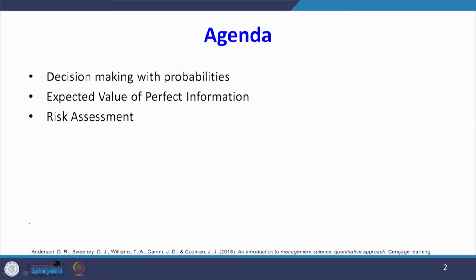After that I am going to discuss the expected value of perfect information. What is the meaning of perfect information here? If somebody is going to give the states of nature, what is the value of that information? After that I am going to discuss the risk analysis for decision making. So, the agenda for this lecture is decision making with probabilities, finding the expected value of perfect information, and finally the risk assessment.